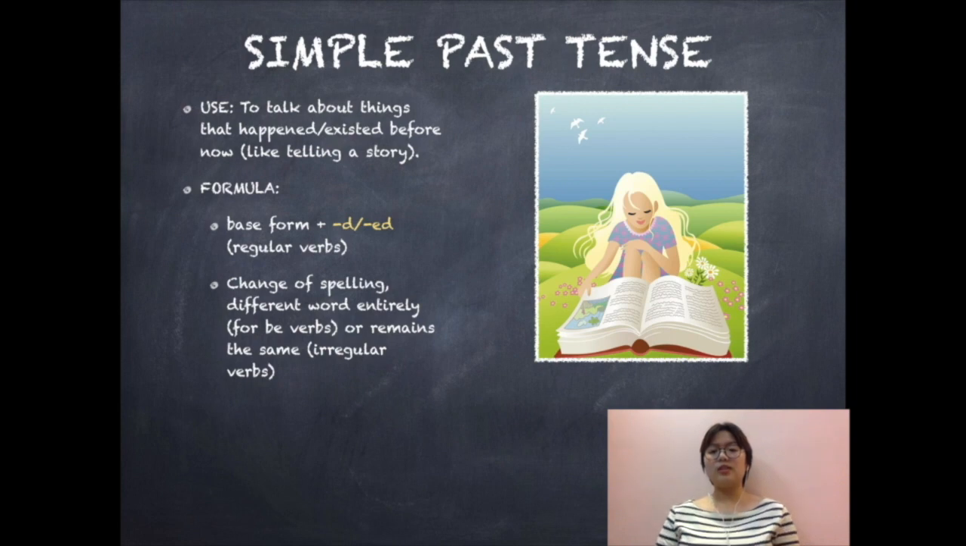To summarize, simple past tense is used to talk about things that happened or existed before now, or just simply like storytelling. Its formula for regular verbs is the base form plus ed or d, and for irregular verbs, it's either a change of spelling, a different word entirely, such as for be verbs, or it remains the same, such as our example a while ago with read and read.